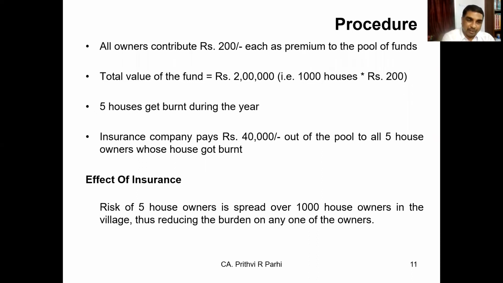That means exactly what happens: the risk is for 5 houses, but no one knows which are those houses. The risk of these 5 houses is spread over 1,000 households. So this is the process of risk spreading. And since everybody is sharing premium, it is called a cooperative device. Insurance is a cooperative device. Everybody joins hands, and with this, they are able to spread the risk. The entire risk is distributed among a group of people.